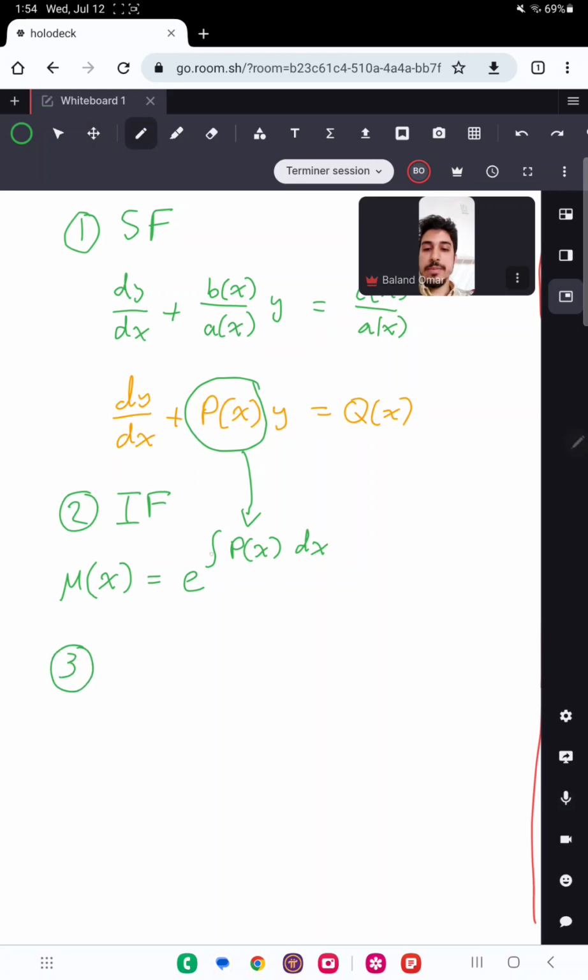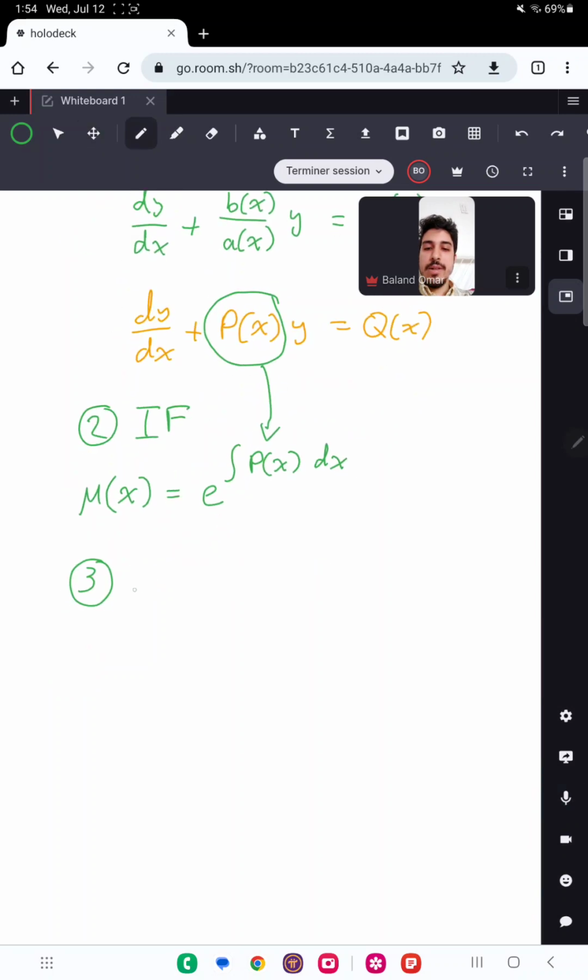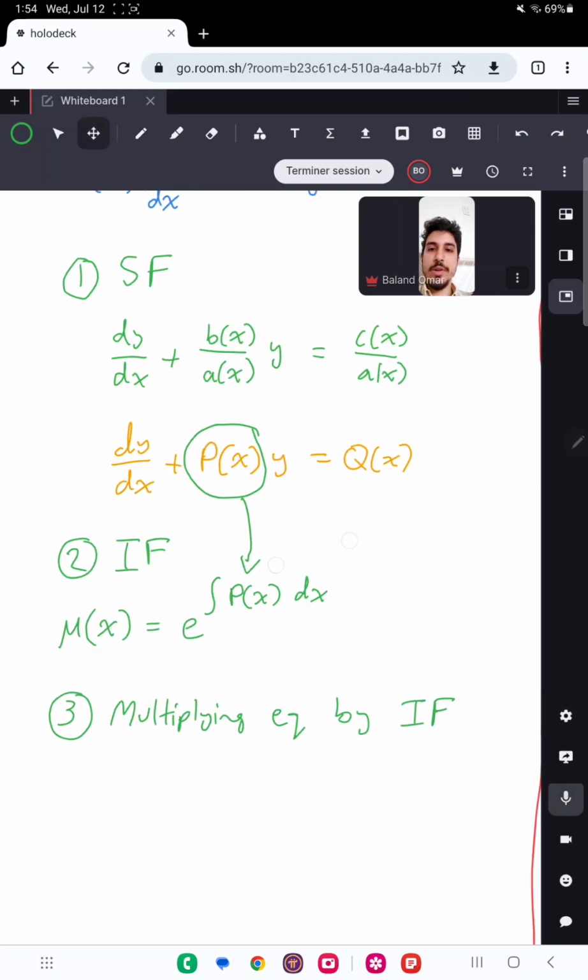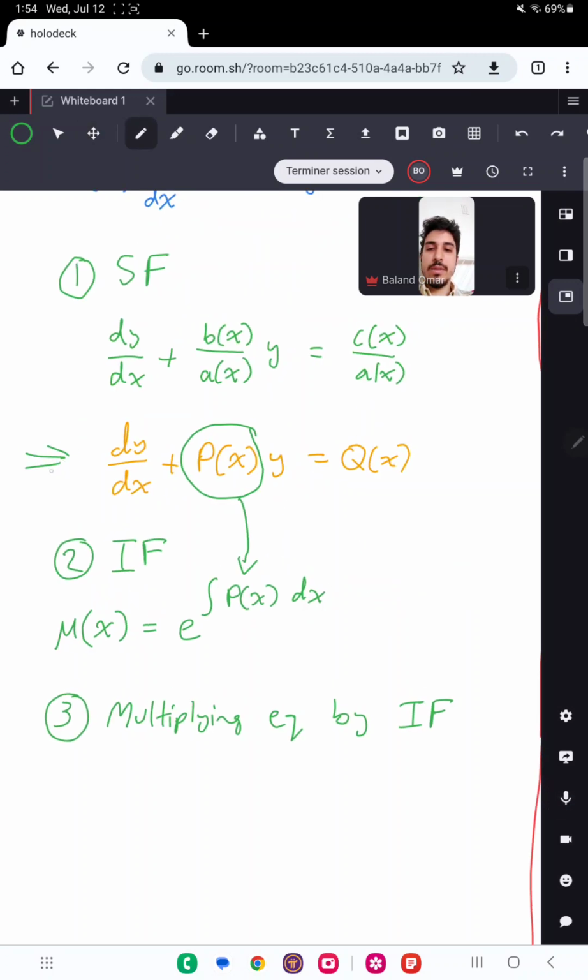Third step is multiplying the equation by the integrating factor. Which equation is that? Well, it's the standard form equation that you obtained. This one. Multiply it by the integrating factor.